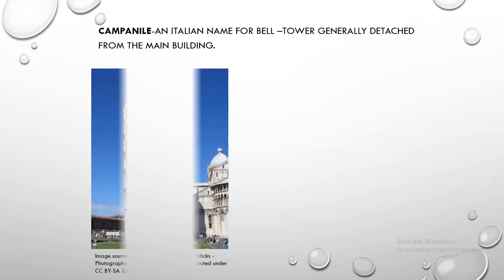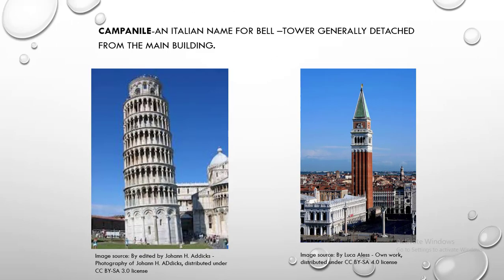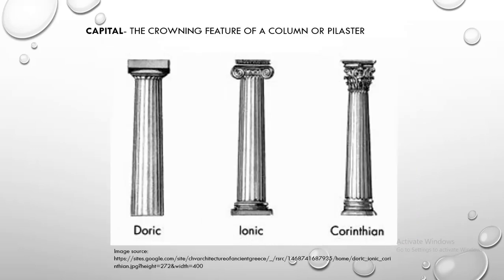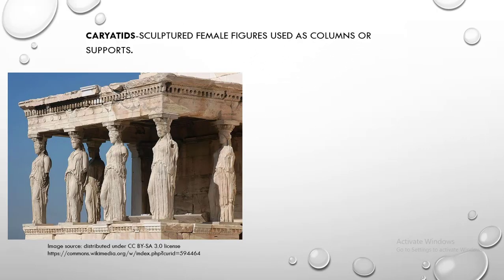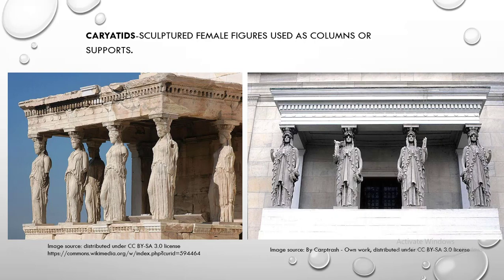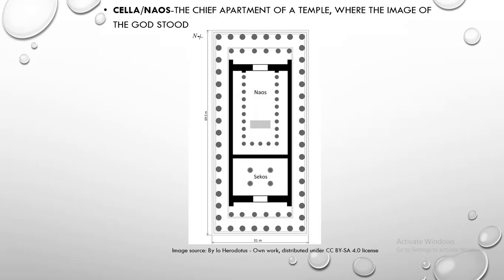Campanile. Campanile is an Italian name for a bell tower, generally detached from the main building. Capital. Capital is the crowning feature of a column or pilaster. Caryatids. Caryatids are sculptured female figures used as columns or supports. Cella. Cella, or naos, is the chief apartment of a temple, where the image of the god stood.